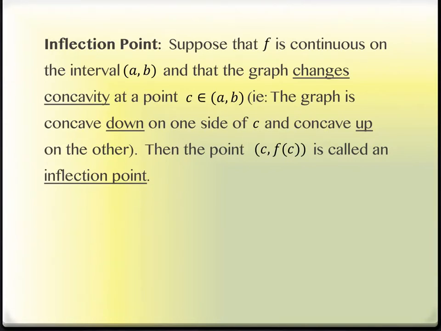Inflection points. An inflection point is a place where you're changing concavity. More specifically, suppose we have a continuous function on an interval AB. The graph changes concavity at a point C within the interval. So it changes from being concave up to concave down or vice versa. And when it does that, it's called the inflection point. It's the place where it stops being upward curving, or cupping, and turns to being lower, an upside down kind of parabola shape.